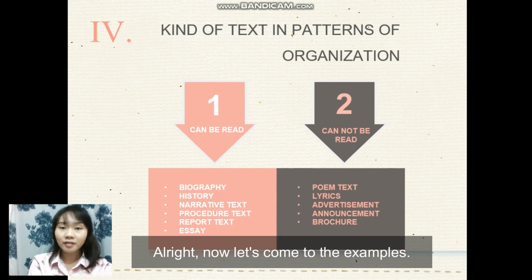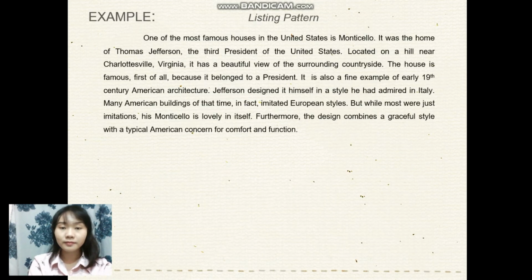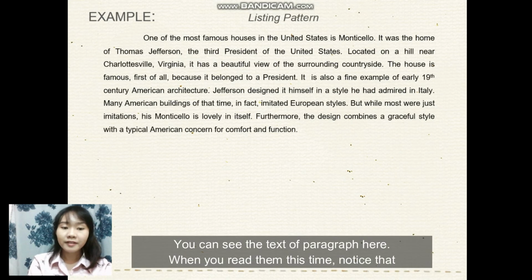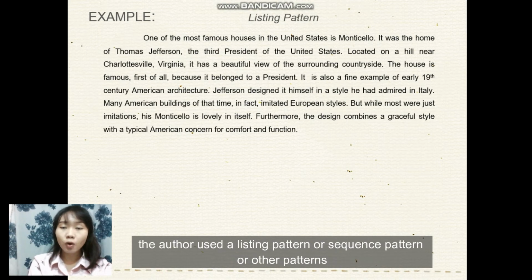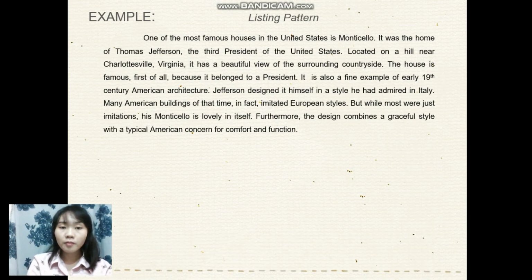Alright, now let's come to the examples. You can see the text of the paragraph here. When you read them this time, notice that the author used a listing pattern or sequence pattern or other patterns. One of the most famous houses in the United States is Monticello. It was the home of Thomas Jefferson, the third president of the United States. Located on a hill near Charlottesville, Virginia, it has a beautiful view of the surrounding countryside.